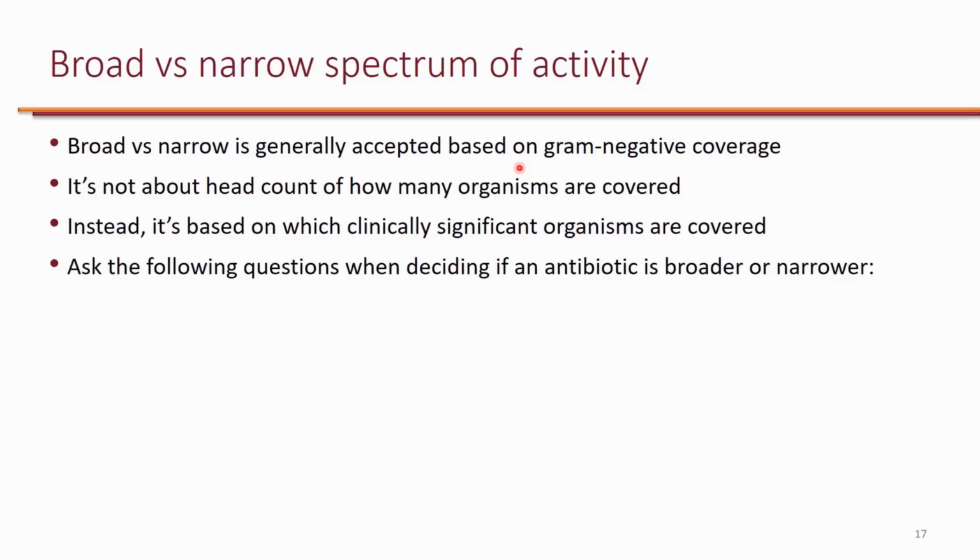It's not so much about a head count, so it's not about how many organisms an antibiotic covers. It's more about which organisms it covers. So it's about clinically significant organisms. To understand if a drug is broad or narrow, you should ask yourself the following question. Does it cover carbapenem-resistant Enterobacteriaceae?